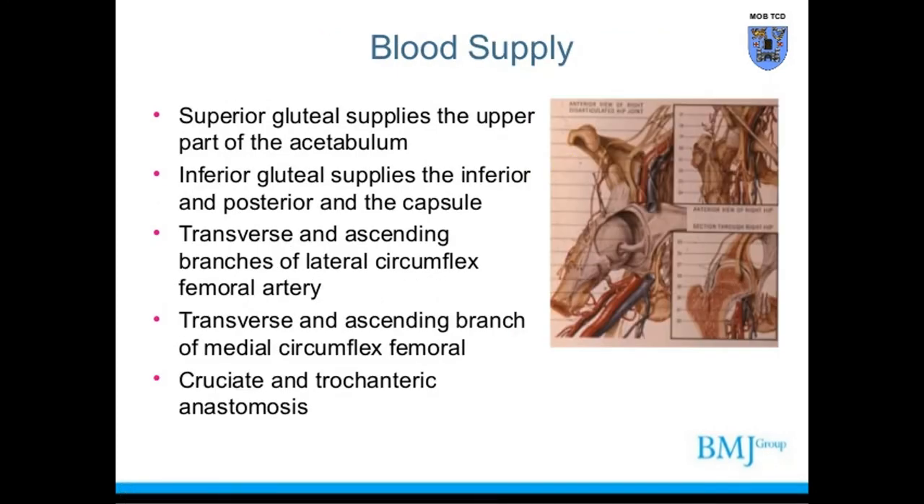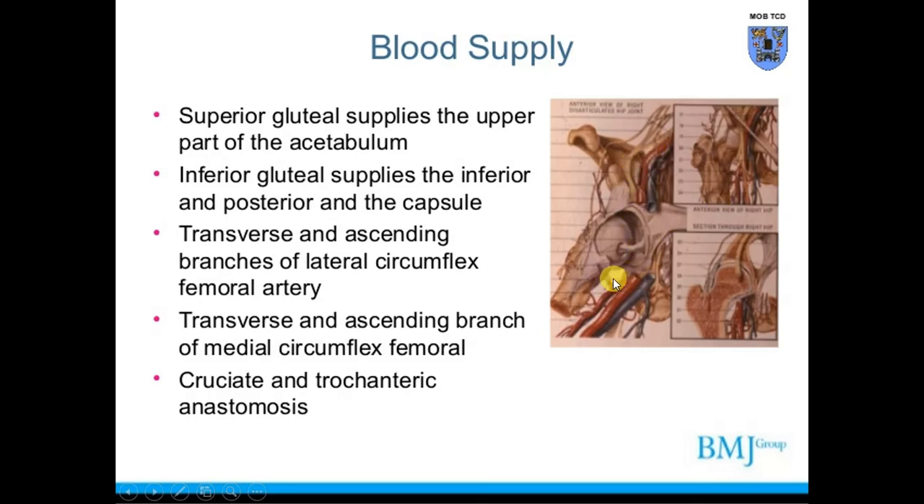Superior gluteal supplies the upper part of the acetabulum. Inferior gluteal supplies the inferior and posterior capsule, obviously because they are in the gluteal region. Transverse and ascending branches of the lateral circumflex femoral artery, transverse and ascending branches of medial circumflex femoral, and cruciate and trochanteric anastomosis.